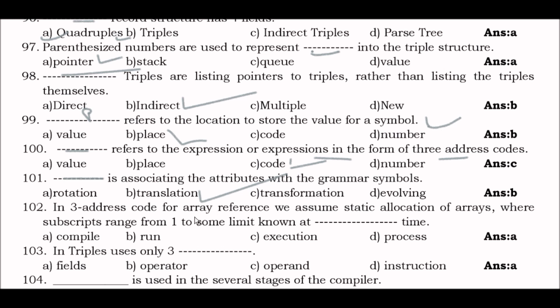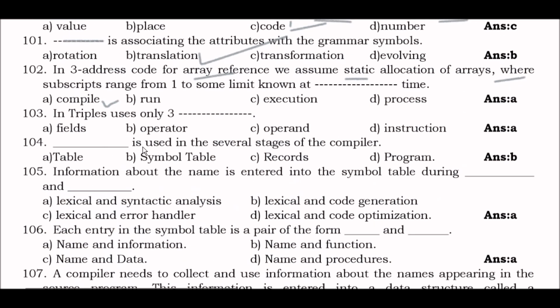In 3 address code for array reference, we assume static allocation of arrays where subscripts range from 1 to some limit known at compile time. So the right answer here is option A, compile. Next question. In triples, use only 3 fields. Okay, option A is right here.